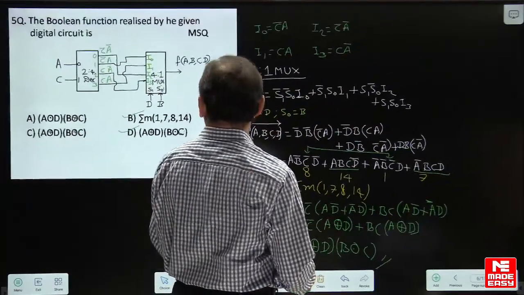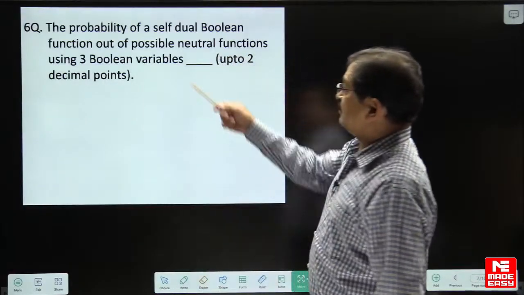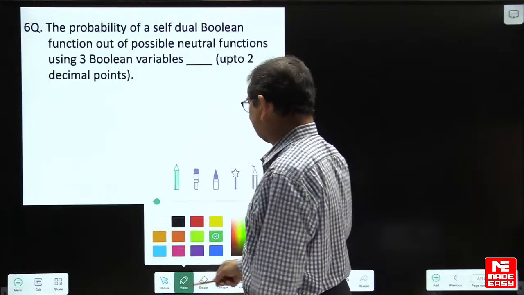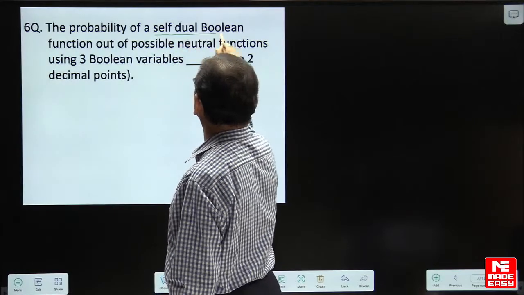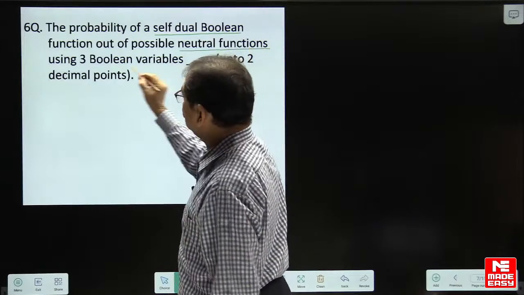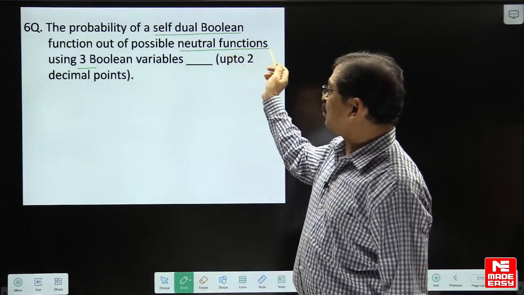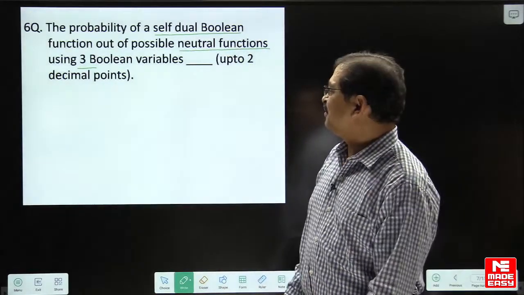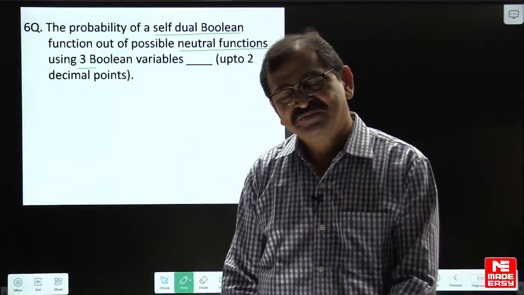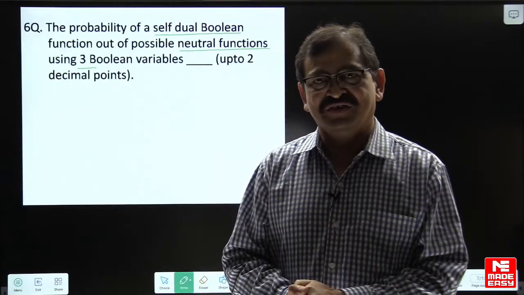Okay, let us move to the next question. The probability of a self-real function, out of possible neutral functions using 3 Boolean variables, is the question. So the question we are looking at is, by using 3 Boolean variables, out of possible neutral functions, how many functions are self-real functions?